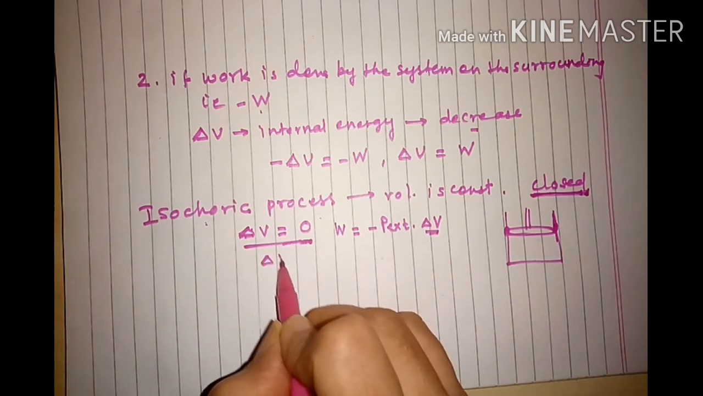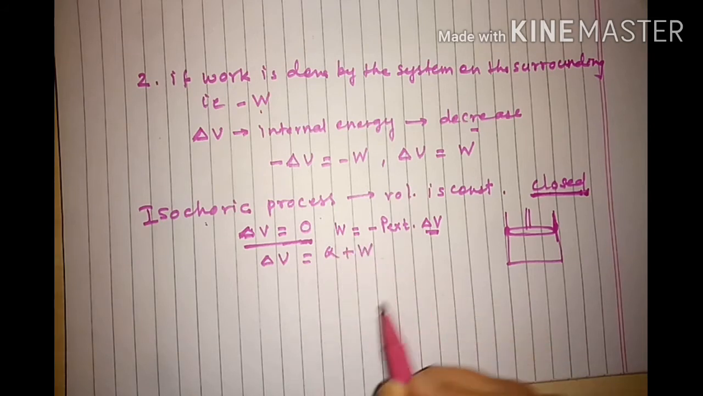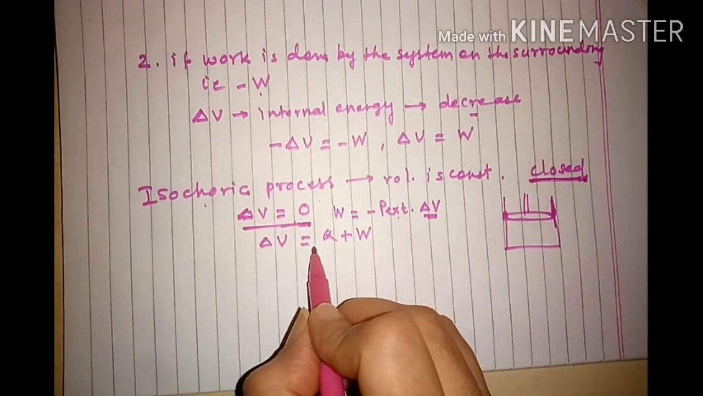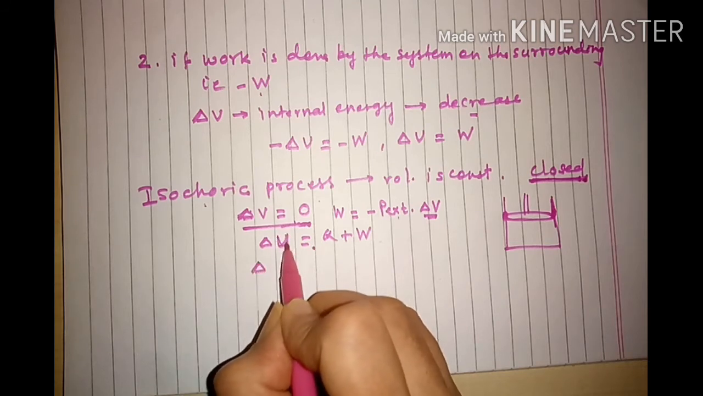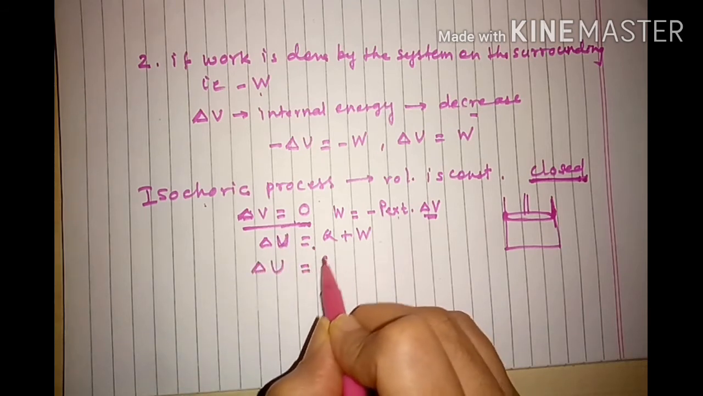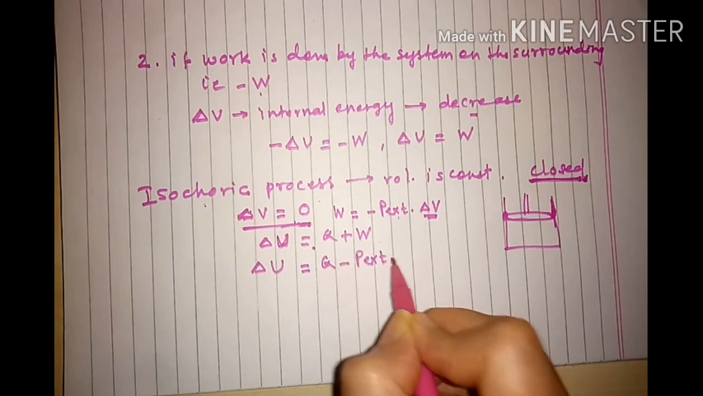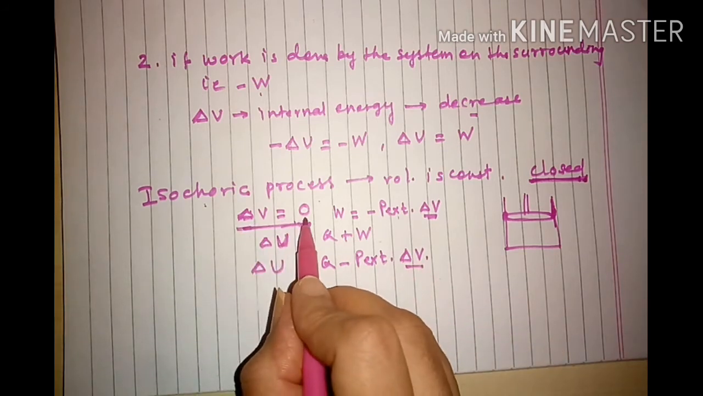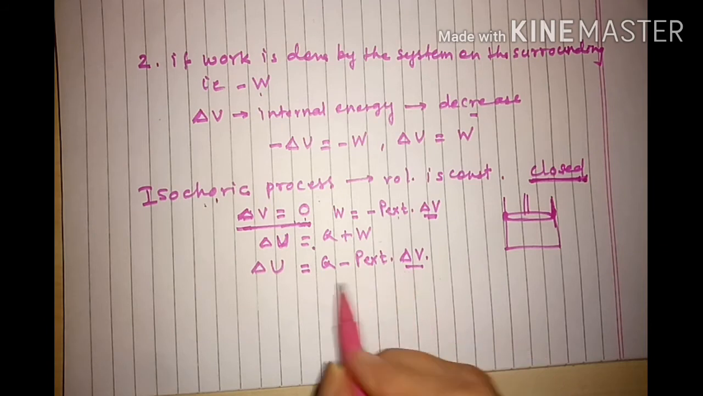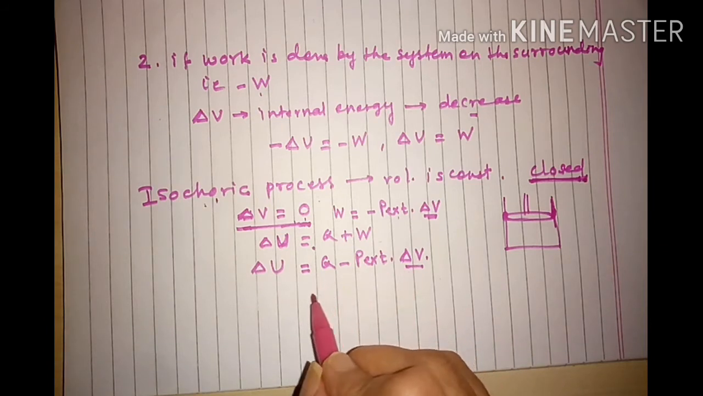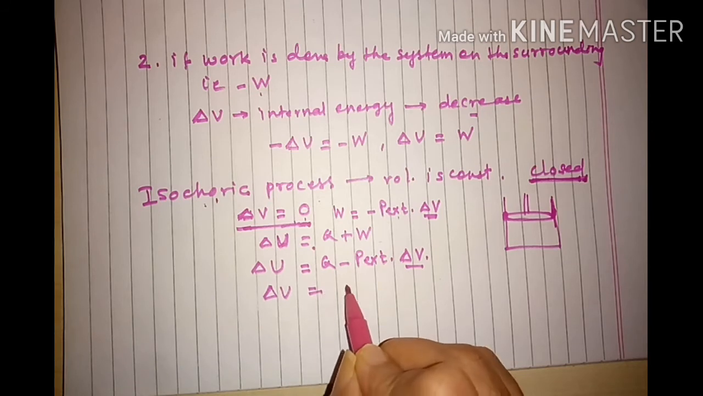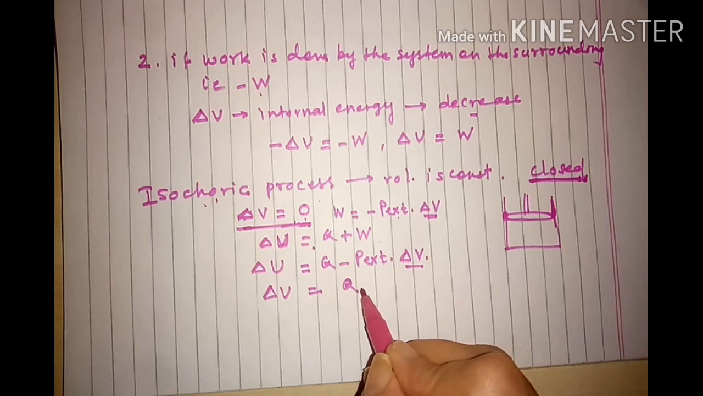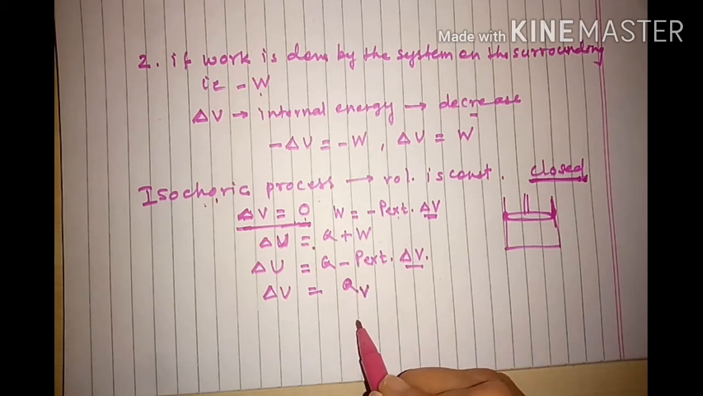So next thing we have is delta U is equal to Q plus W. This is the first law. Now when you apply this condition to this first law, you will get delta U is equal to Q minus P external into delta V. Now here, as we already know that delta V equals 0, as this is an isochoric process, you can write here delta U equal to Q. So this Q, that is the heat supplied to the system at constant volume, you can write here QV. Okay, so this is about the isochoric process.